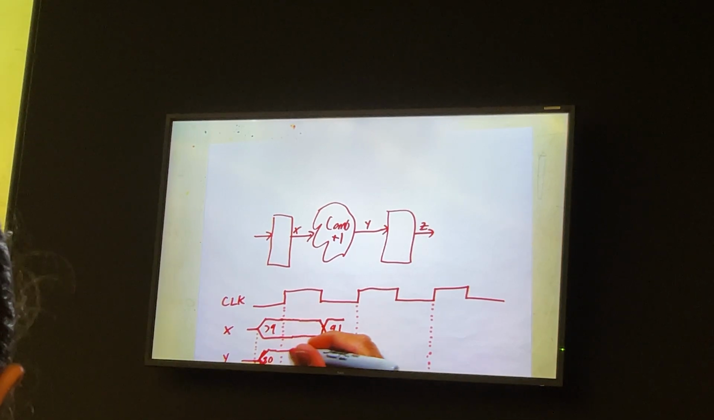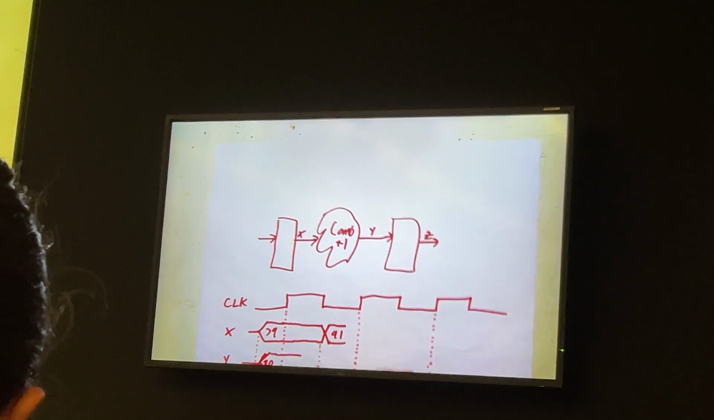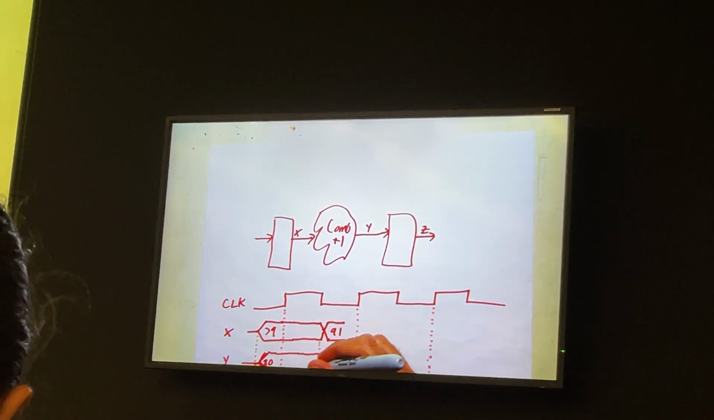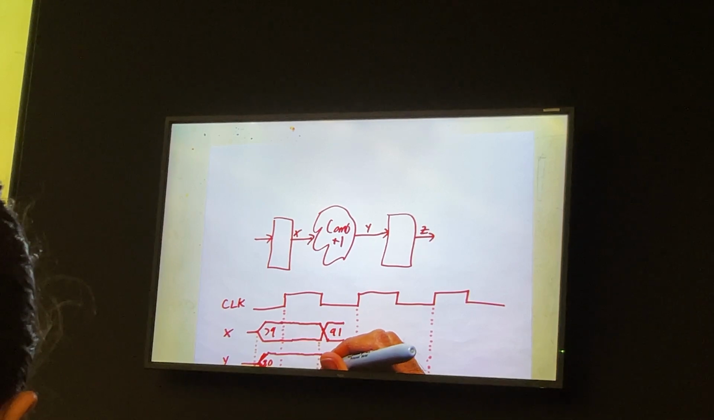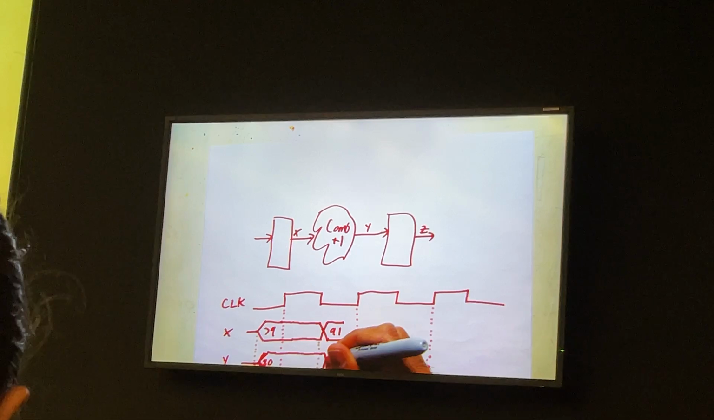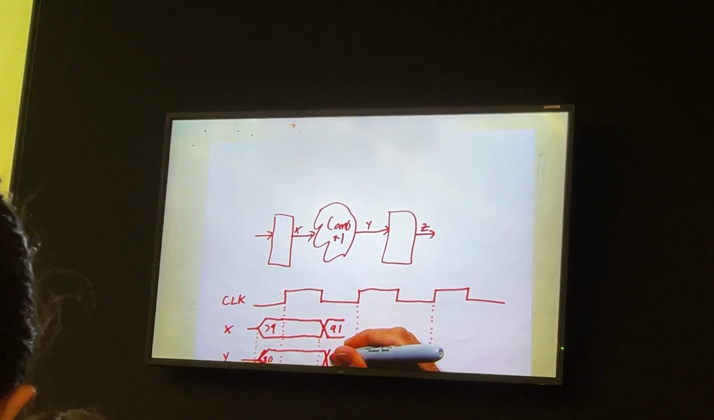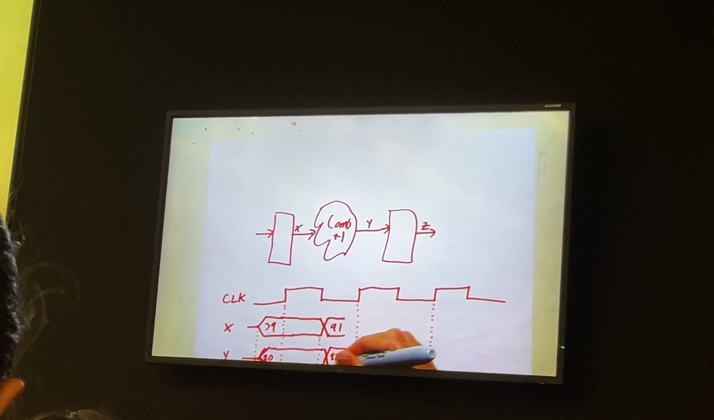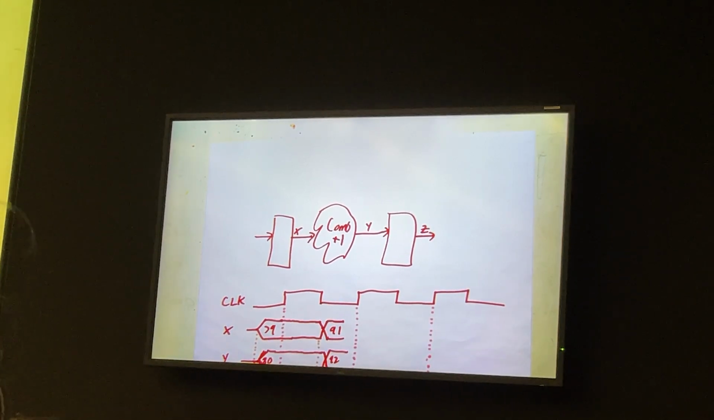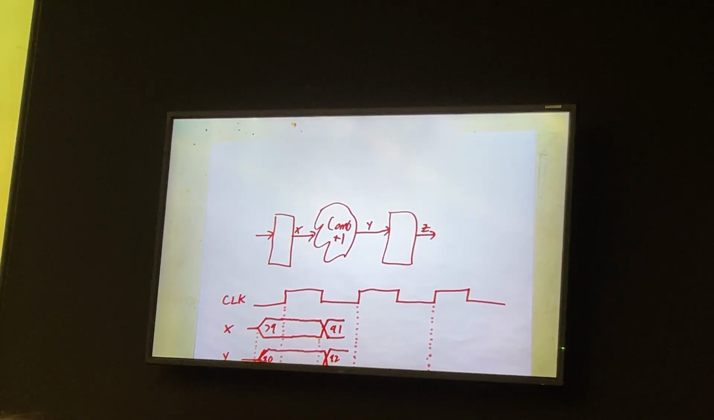And it's going to stay 80 until slightly after this. And then it's going to become 90. Okay. Now, so Z on this rising edge, it's going to be 80.